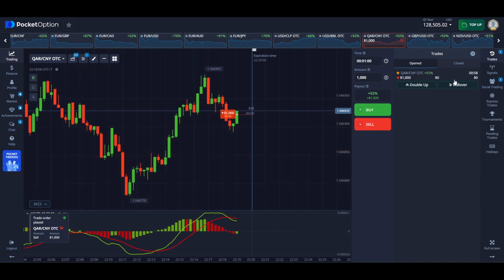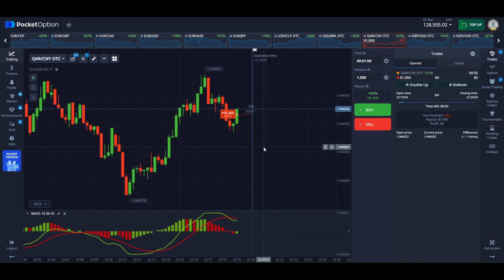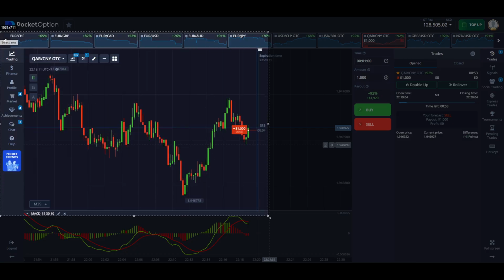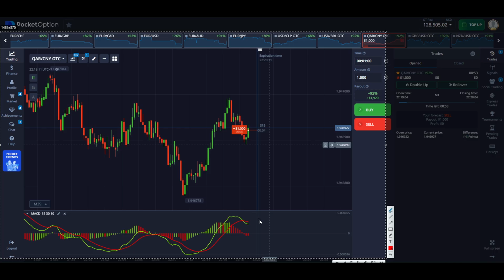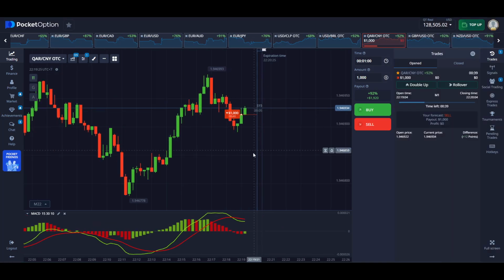Here is a fairly safe example. And by the way, this is on the OTC market. Yes, this strategy works not only on the regular financial market, but also on OTC. We can see that there was a crossover here, the red line was above the green line at that moment. And accordingly, this is a direct signal to sell. And that's exactly what I took advantage of.